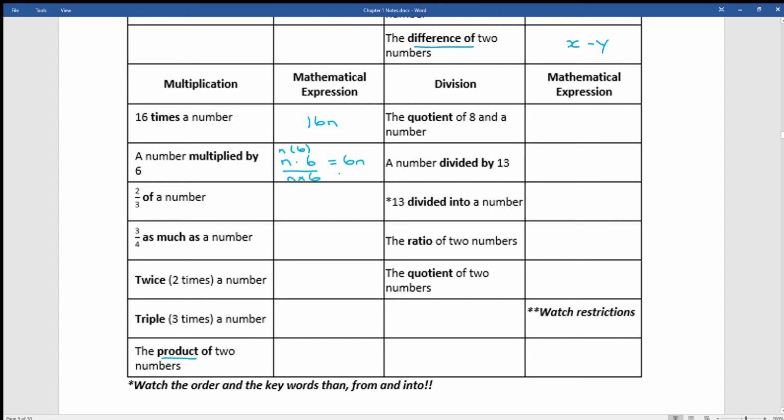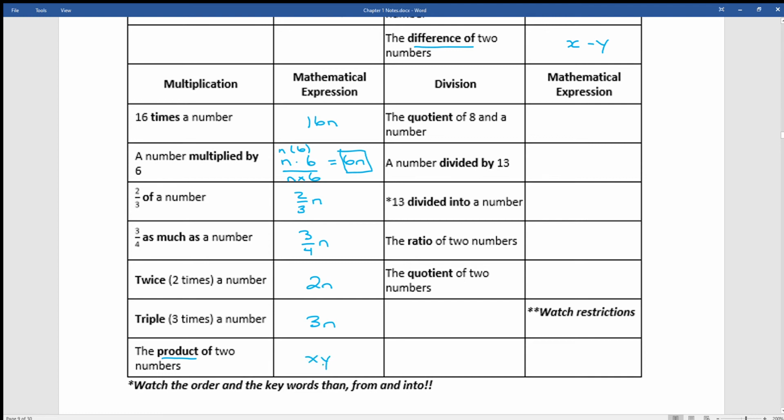Watch your multiplication symbols because they look like x's. But ideally, you'd write it like that. 2/3 of a number could look like this. 3/4 as much of a number could look like that. Twice a number, triple a number, or the product of two numbers.